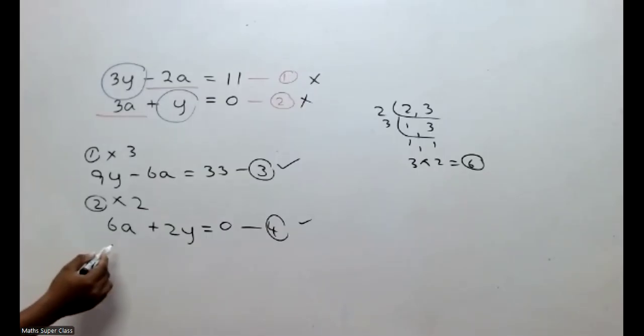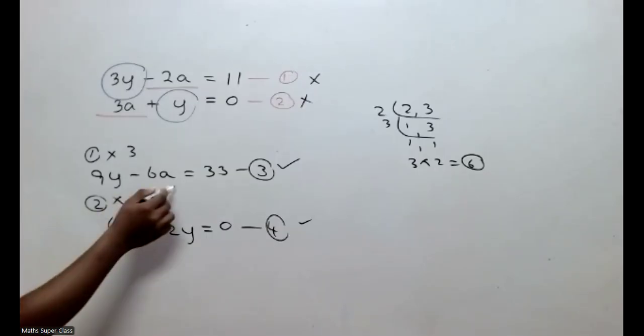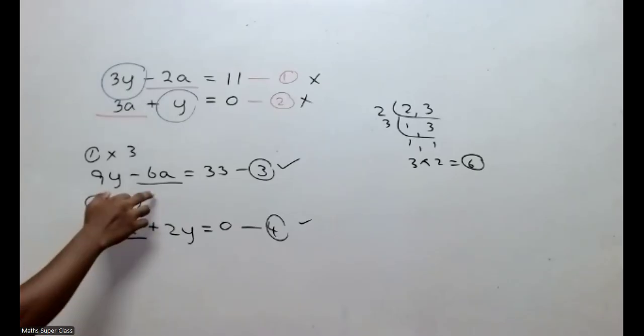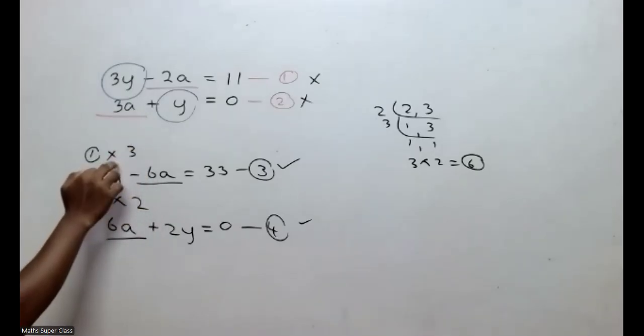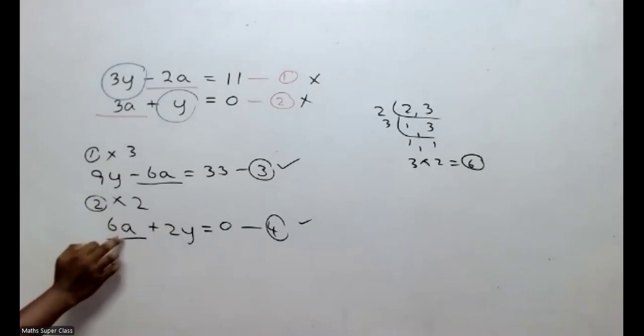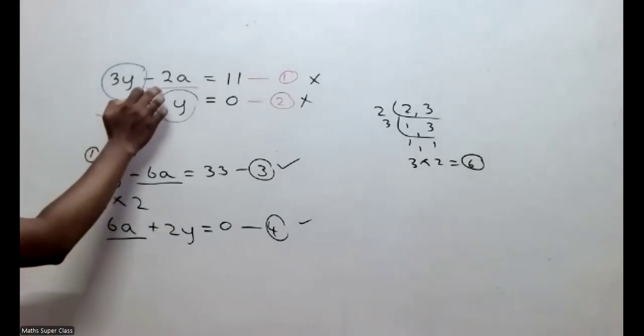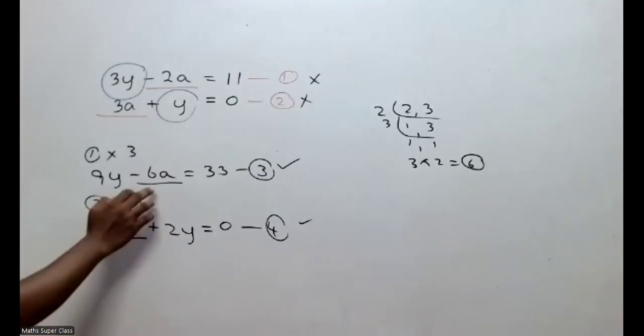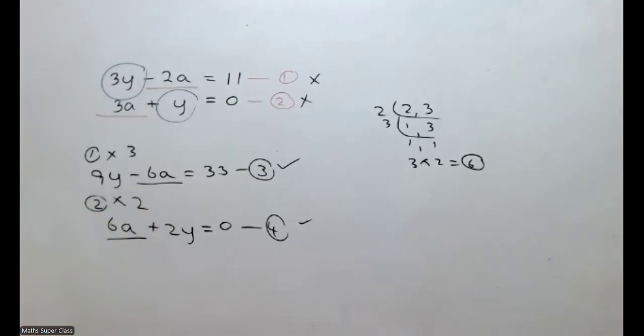So, now minus 6a is here, plus 6a is here. Tuhasna, can you see that today? Now you can understand why I multiplied the first equation by 3 and second equation by 2. Previously we had minus 2a plus 3a. We can't connect those. But now here we have minus 6a plus 6a.